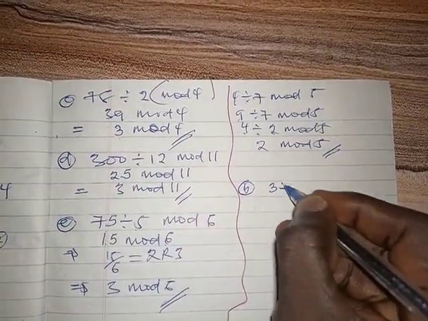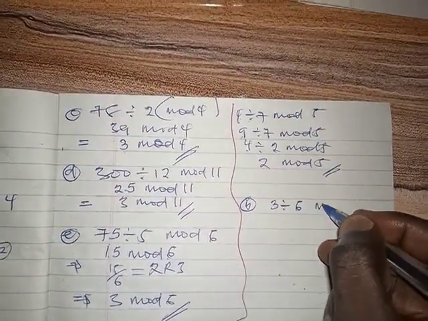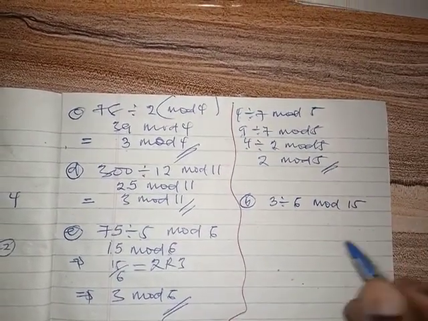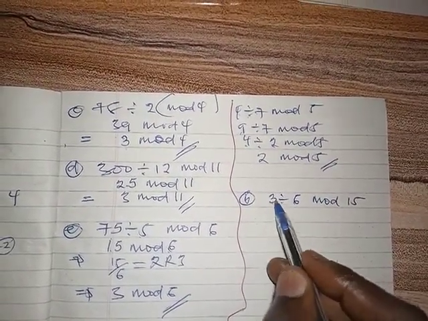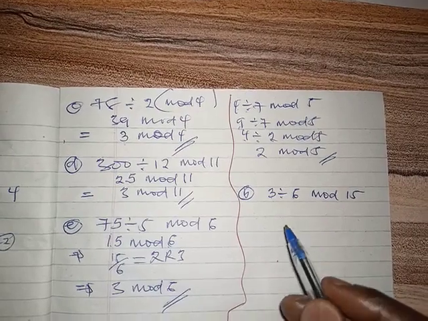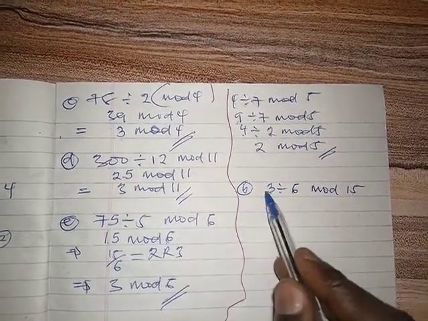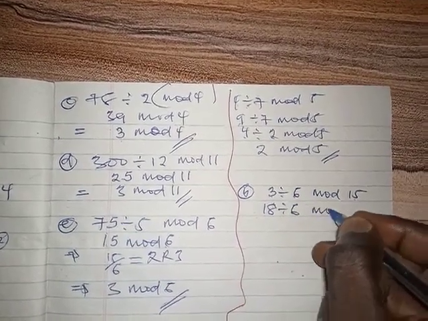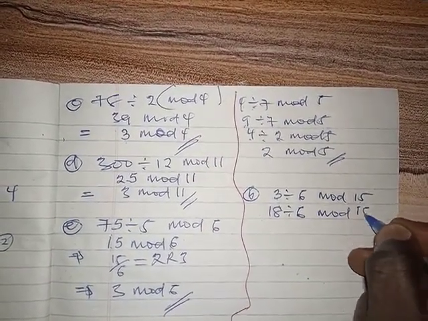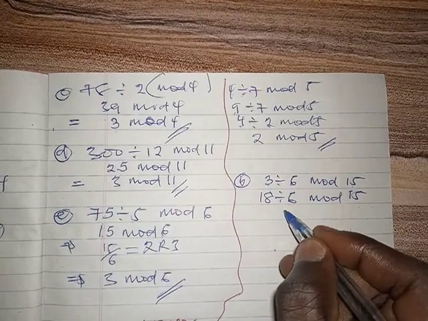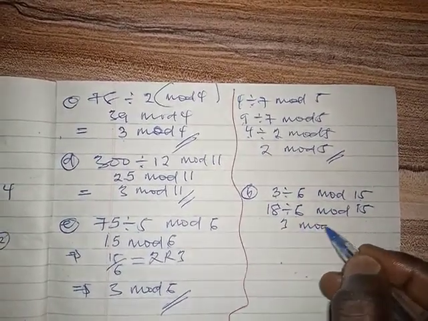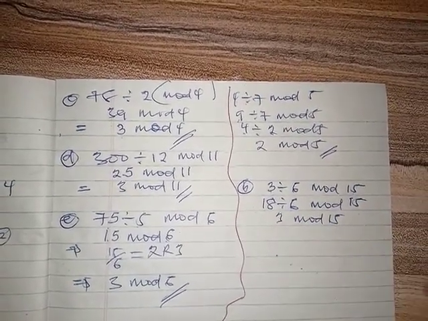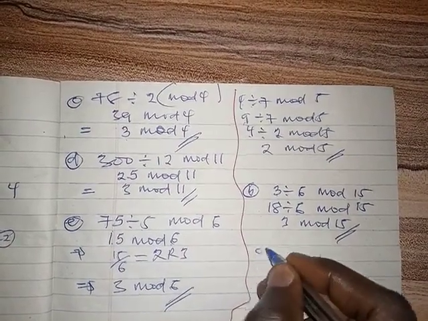Say 3 divided by 6 mod 15. Since 3 divided by 6 is impossible, you are going to add 15 to 3. So you have 18 divided by 6 mod 15. And 18 divided by 6 is 3. And 3 mod 15 is 3. So you leave your answer like that.